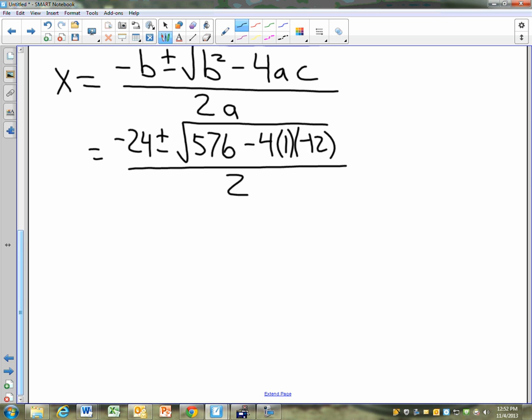How many negatives do you have underneath the square root sign? 2. So they will cancel out, right? Make it plus. Negative 24, plus or minus the square root of 576 plus 48.